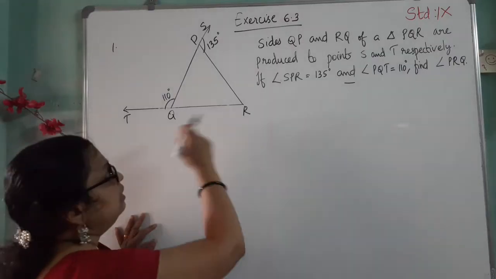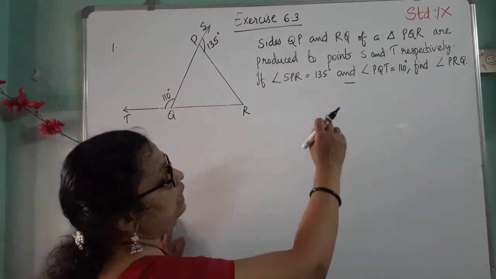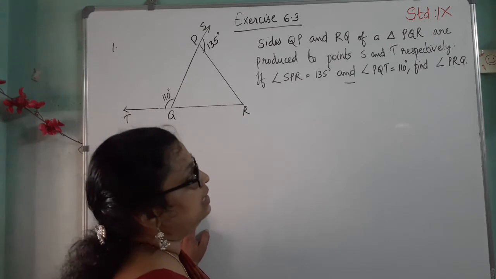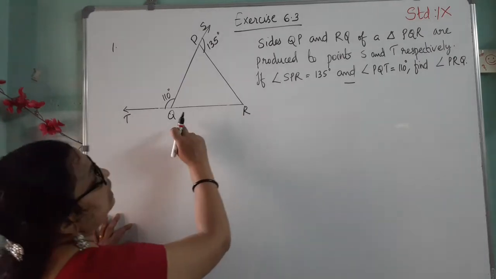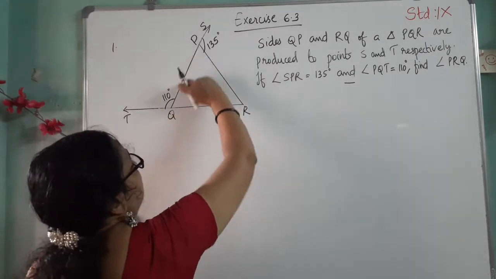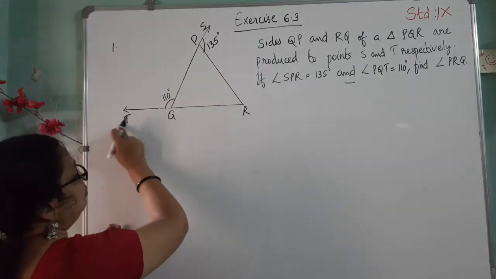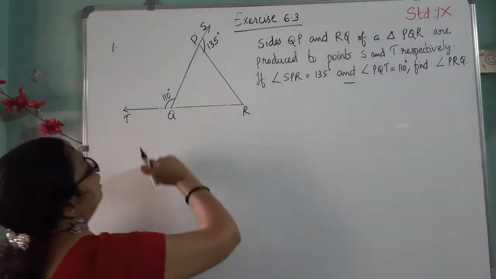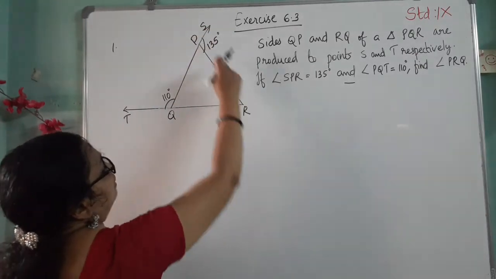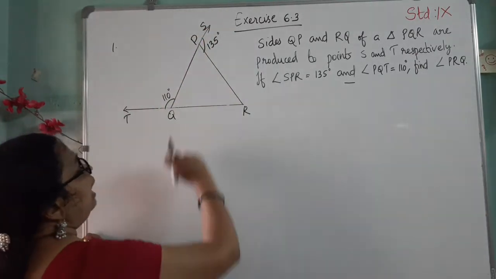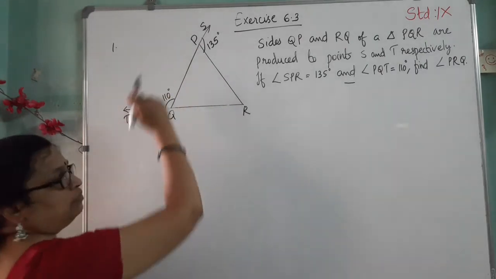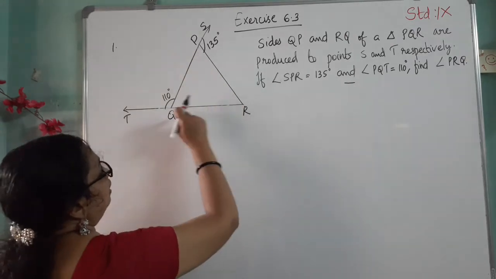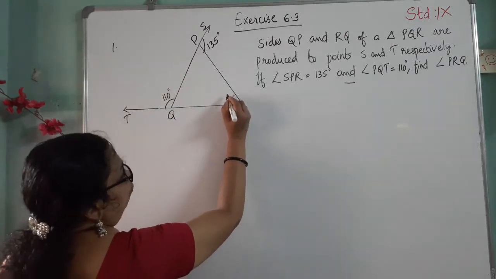First question. Figure is given. Sides QP and RQ of a triangle PQR are produced at points S and T respectively. That is sides QP, this side is produced to S and RQ is produced to T. Then angle SPR, this angle is 135 degree, and angle PQT, this angle is 110 degree. Then find angle PRQ, this angle we want to find.